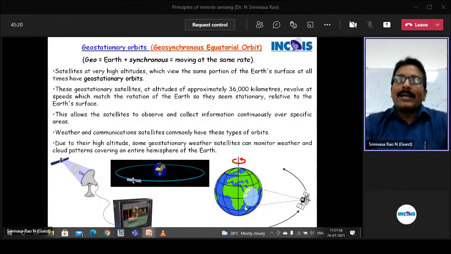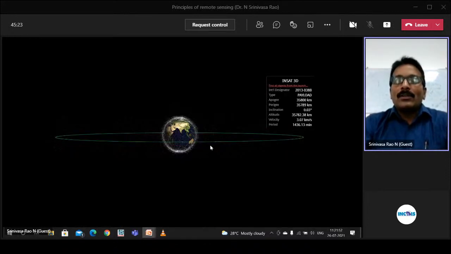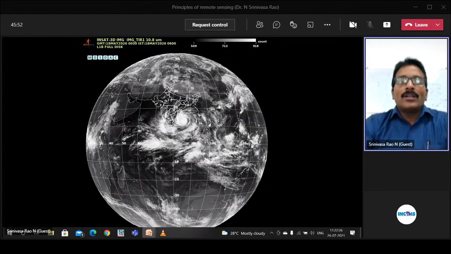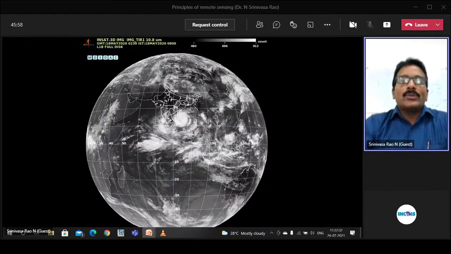why are we placing weather satellites here? Now, this is one example I am giving you. This is our Indian satellite INSAT-3D. This orbit is the geostationary orbit. Now, on this particular day, I am going to monitor the cyclone. My sensor is looking at that complete area continuously. Now we can monitor this, and you can see the cloud and cyclone movement over India. And again, I am doing the animation.